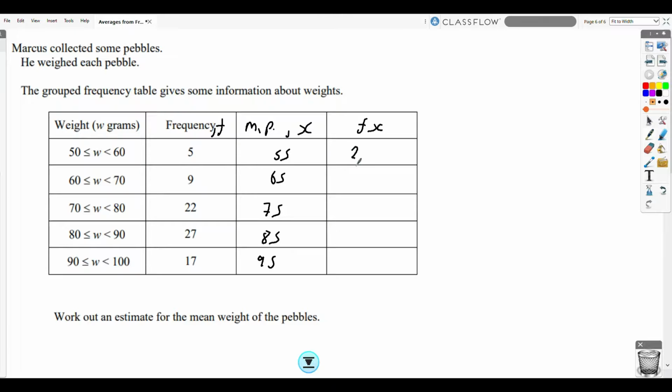So the first value we get is 275. Then 585. Then 1650. Then 2295. Then 1615, and then let's total the fx column and the f column. So the fx column gives me a total of 6420, and the f column gives me a total of 80.